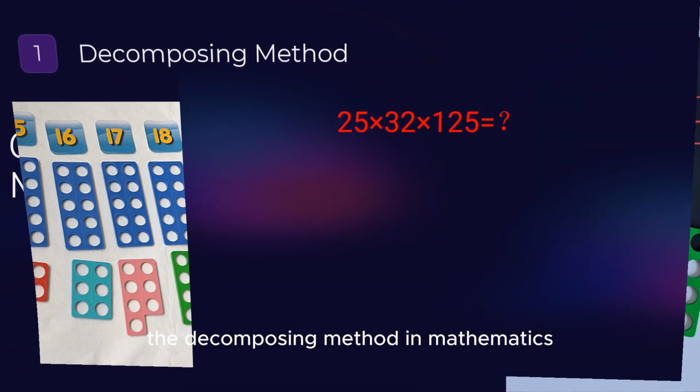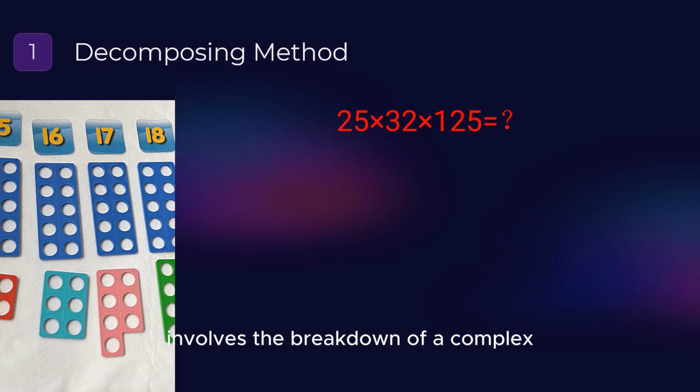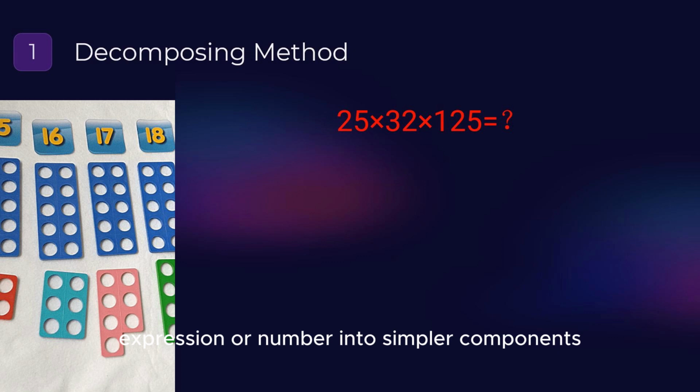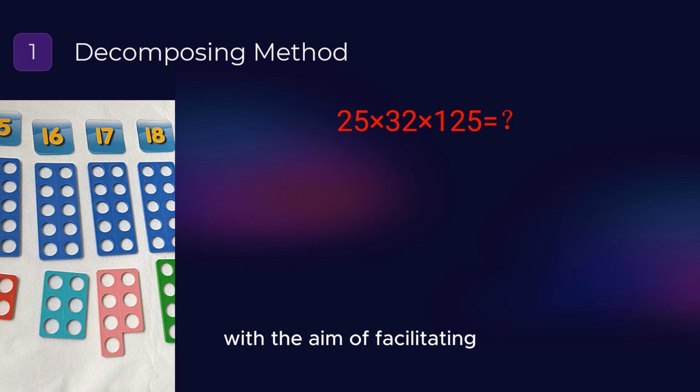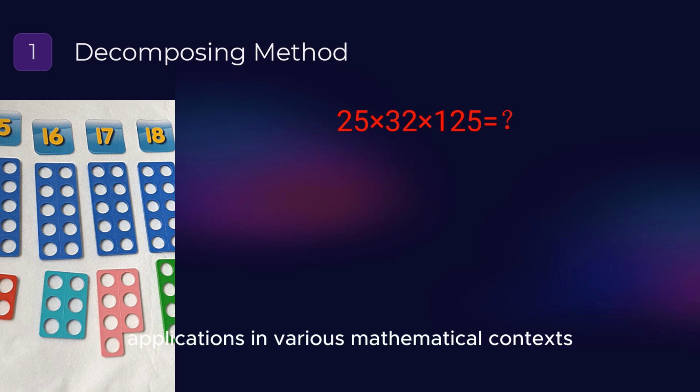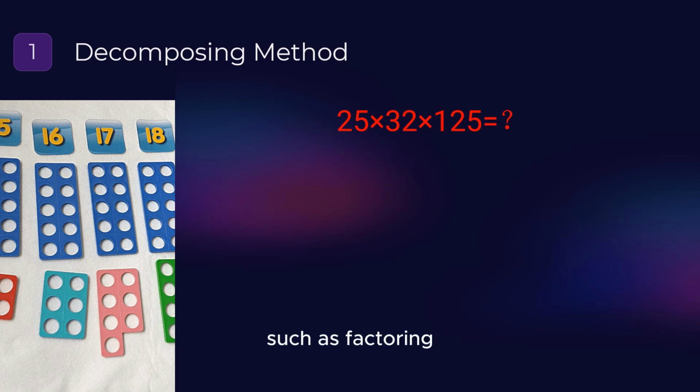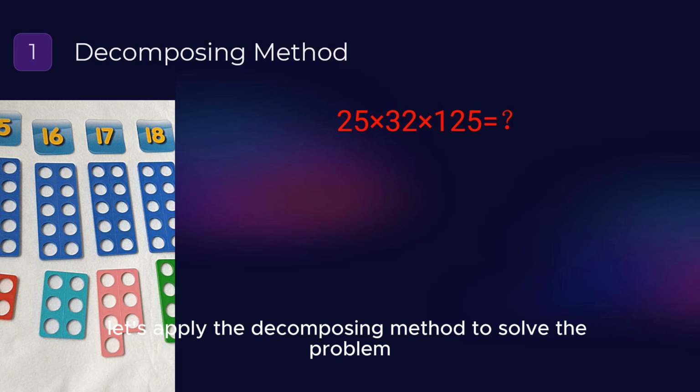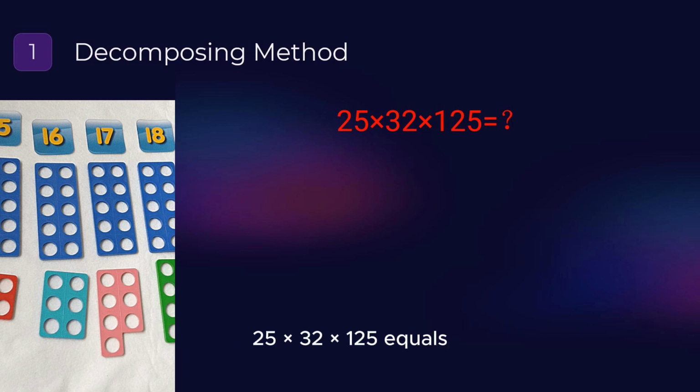The decomposing method in mathematics involves the breakdown of a complex expression or number into simpler components, with the aim of facilitating easier solving or manipulation. This method finds applications in various mathematical contexts, such as factoring, equation solving, and expression simplification. Let's apply the decomposing method to solve the problem 25 times 32 times 125 equals.